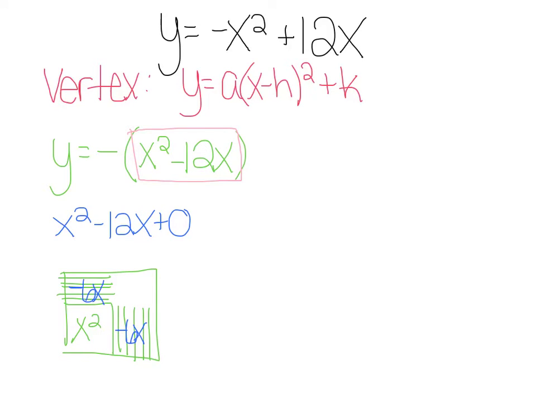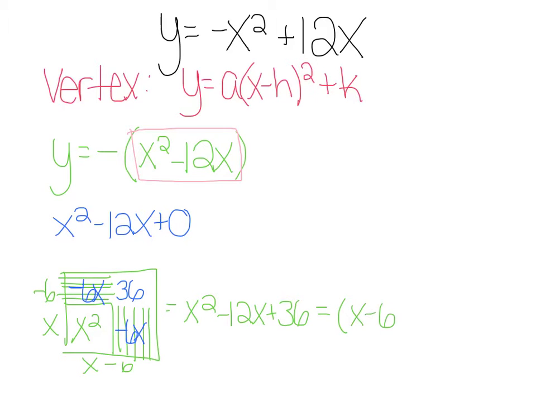What that's going to give me is a side of x minus 6 and a side of x minus 6, which means that I have a perfect square. We also know, to find how many 1's there are, negative 6 times negative 6 is 36. So this square is going to be x squared minus 12x plus 36, which also factors into x minus 6 squared. So I know that my perfect square is going to be x minus 6 squared.